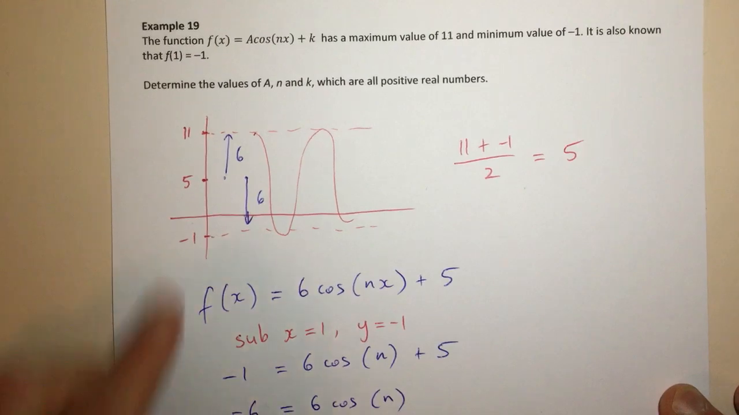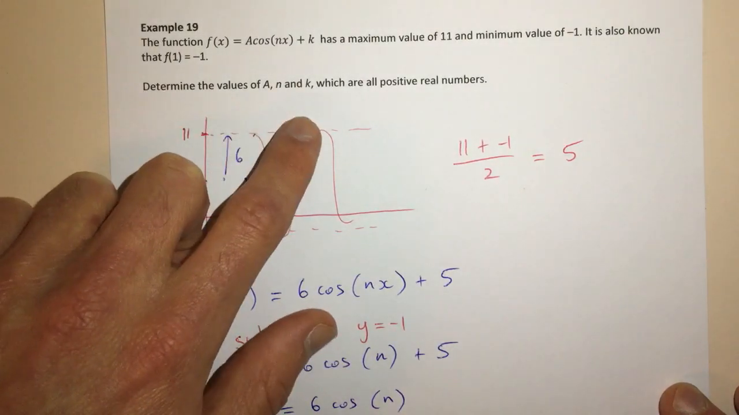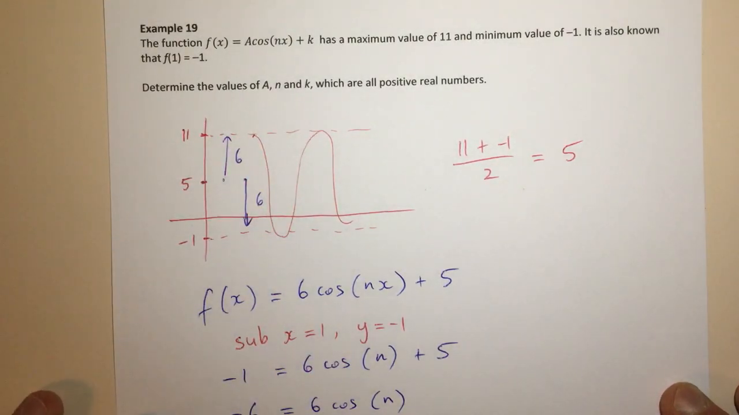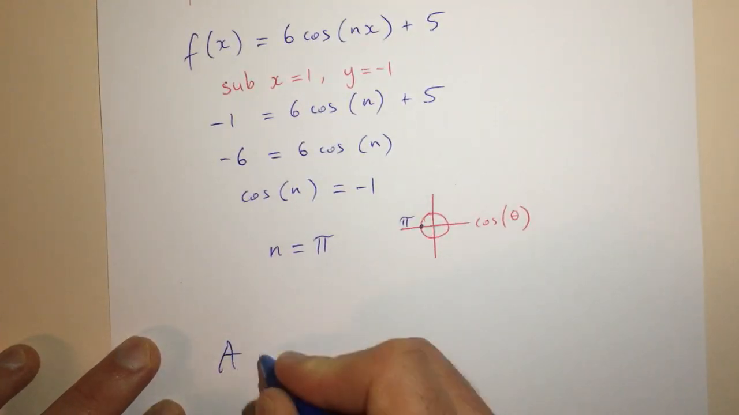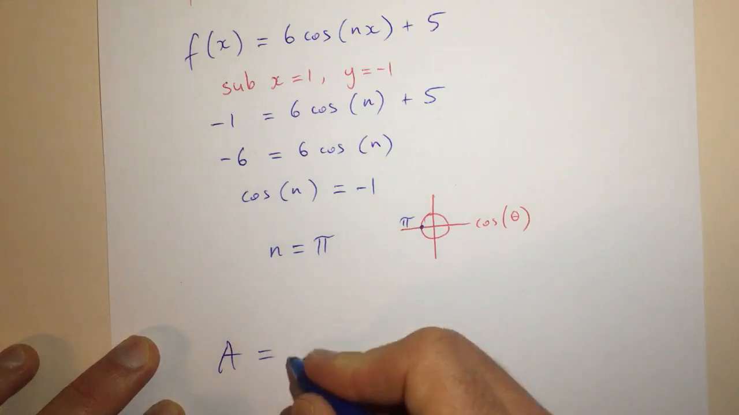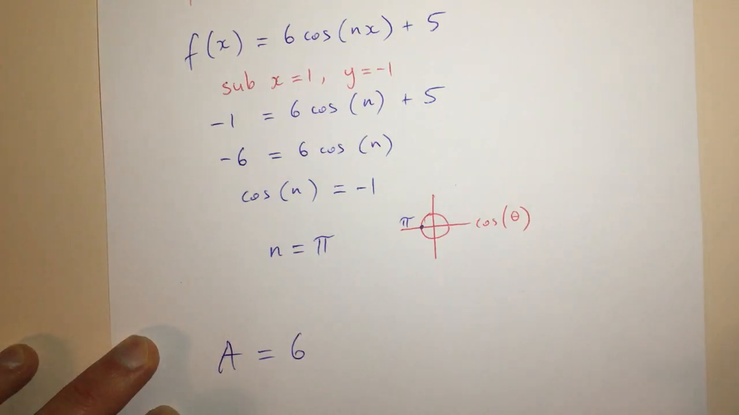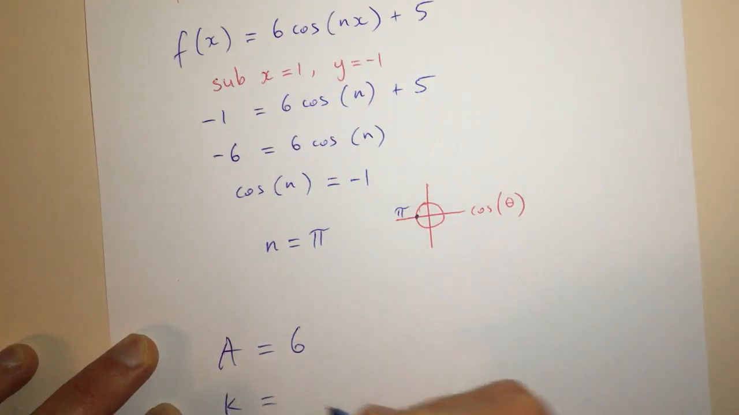So, last job is to read the question carefully and make sure we're answering it. So the question said, determine the values of a, n, and k. It didn't say to write the rule, it just said to determine the values of a, n, and k. So at the end of our working here, let's make it really clear. a was equal to 6. That was what gave us the amplitude. k, which was the mean position, was equal to 5. And n is equal to pi.